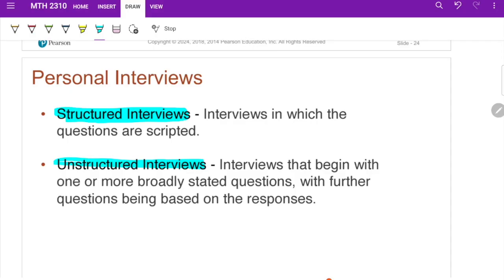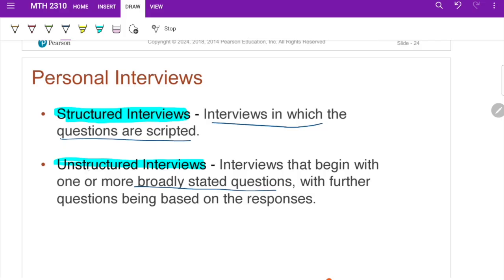The structured interview, if you have questions already written down and you just read the questions and they start answering. So these are pre-prepared questions. We have a list of questions before. The unstructured, you have the general theme or the broad stated questions. Then you ask further questions while the respondents start answering. It's kind of follow-up questions.